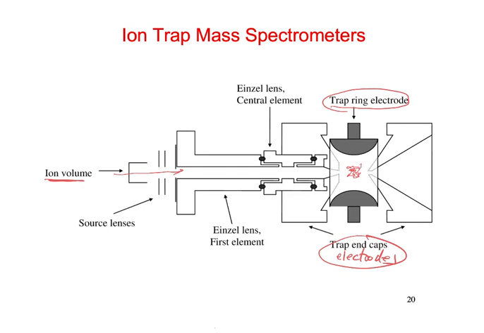And apparently there are several different ways that you can run this. You can trap ions above a certain mass, and then you can sequentially eject the ions out to a detector, and so you can scan through them, essentially getting just a normal mass spectrum.